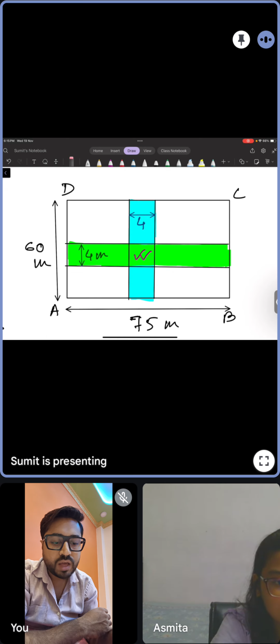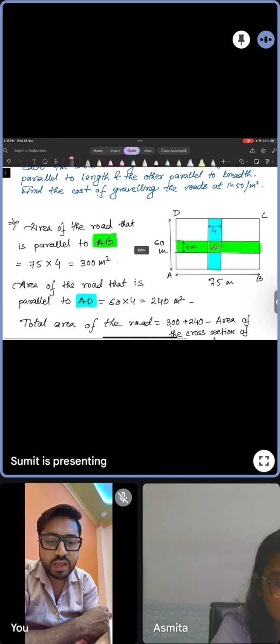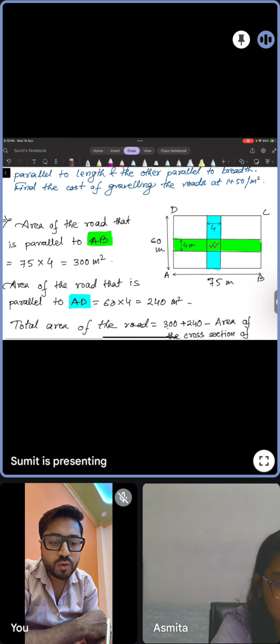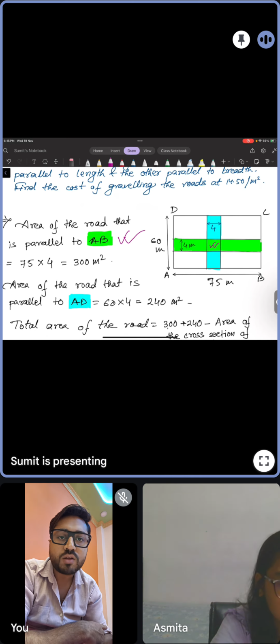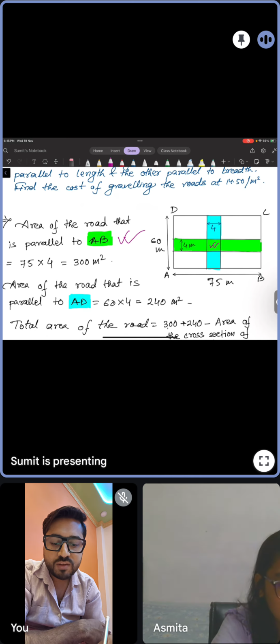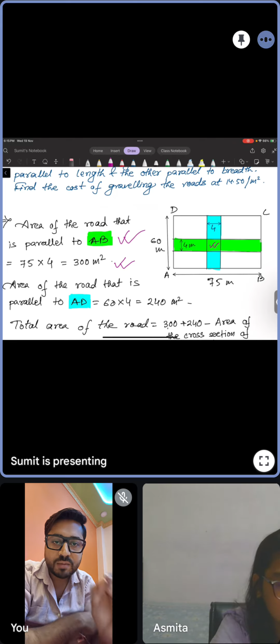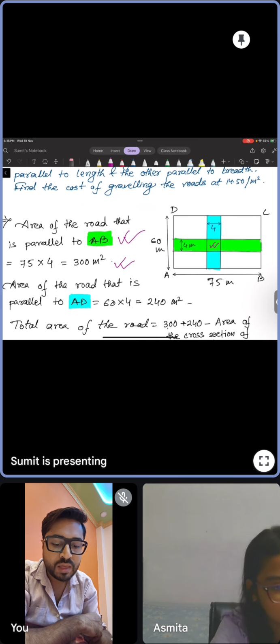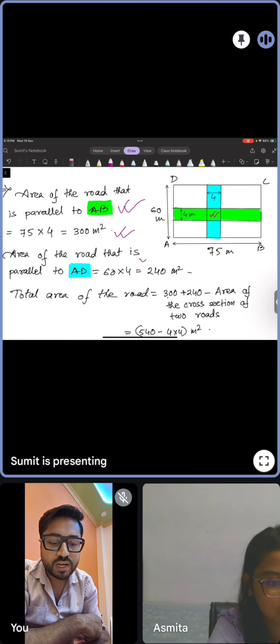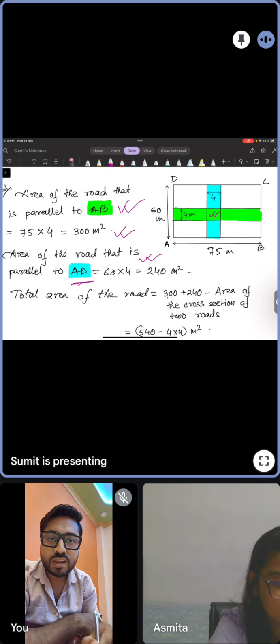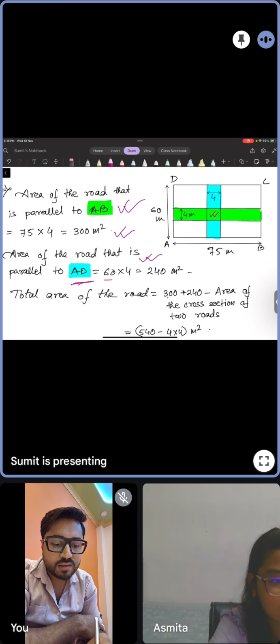So that is why I have written over here in that way: area of the road that is parallel to AB. Parallel to AB means parallel to side AB, that is 75 into 4, 300 meter square. And you can see that I have shaded it green, so that you can understand I am talking about the green portion. And then the area of the road that is parallel to AD, the cyan or blue color that I have highlighted. The area is 60 into 4, that is 240 meter square.